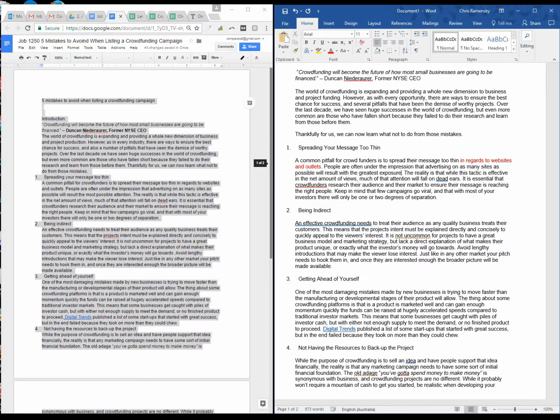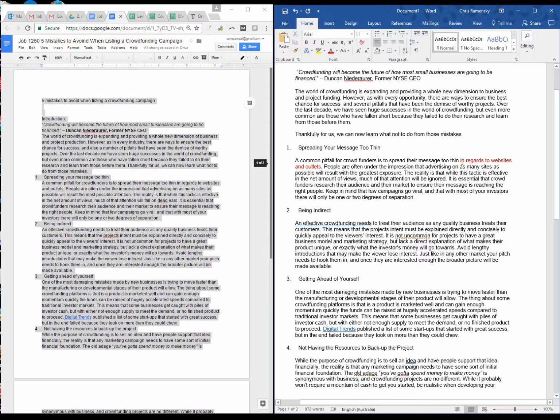The reality is that while this tactic is effective in the net amount of views, much of that attention will fall on dead ears. I think the expression is deaf ears. It is essential that crowdfunders research their audience and their market to ensure their message is reaching the right people. Keep in mind that few campaigns go viral, and that with most of your investors there will only be 1 or 2 degrees of separation.